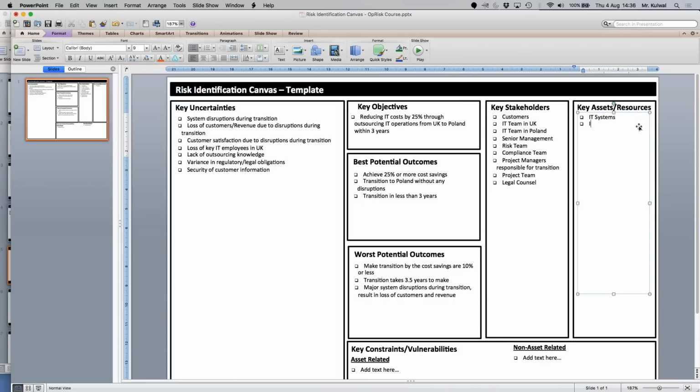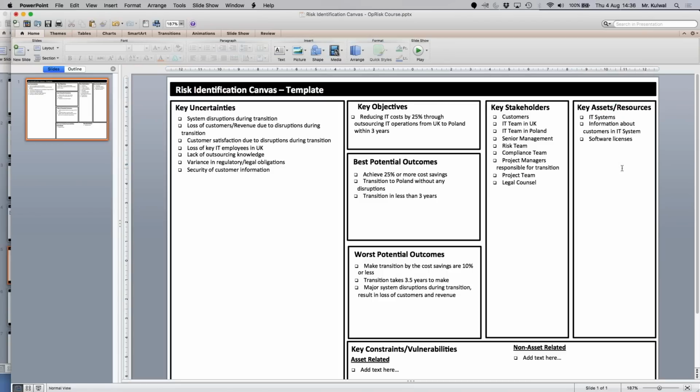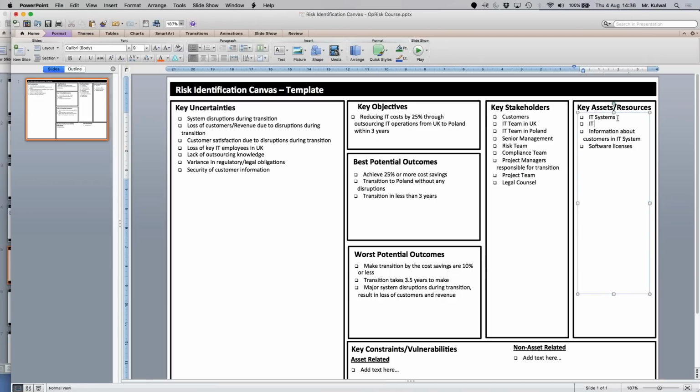Centralized resources and applications. Yeah, so we have IT systems, maybe the information about customers in IT systems. So that would be an example of an asset which may come into the mix. We may have software licenses, for example, that if we now have to operate the software from some other country, we may have to consider those. Centralized resources, applications, equipment. Yeah, so we can have IT equipment, that if we have to move some IT hardware, then that'll be another asset.